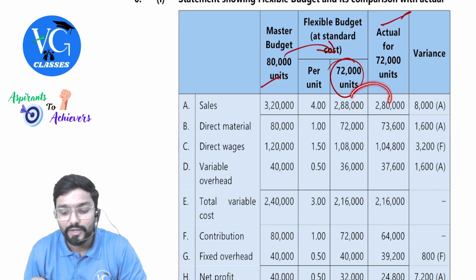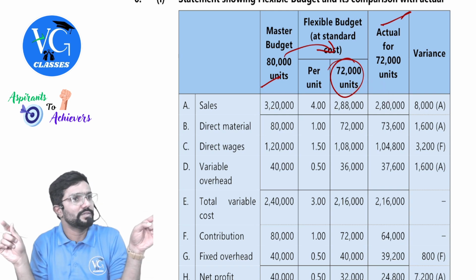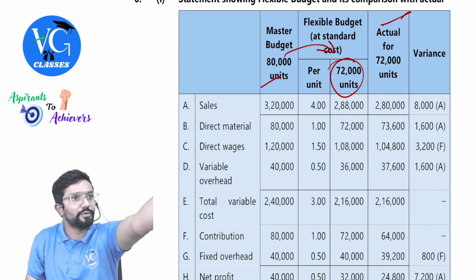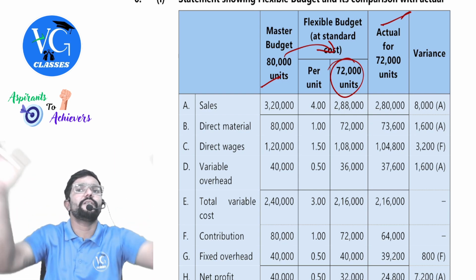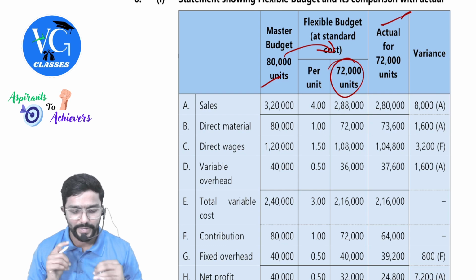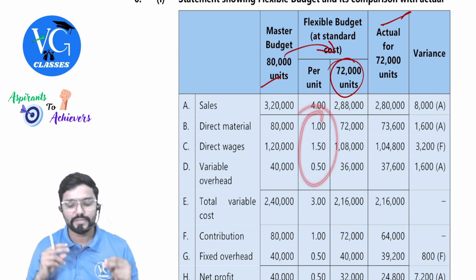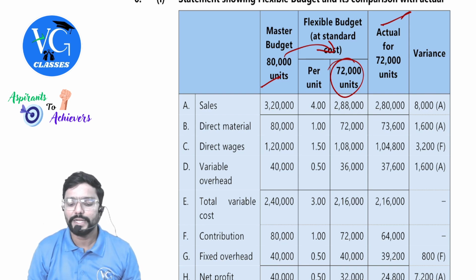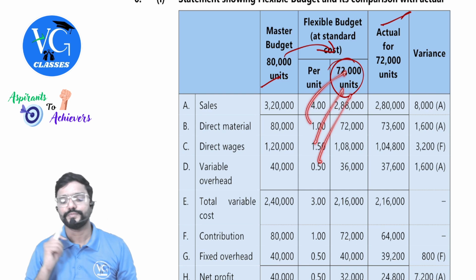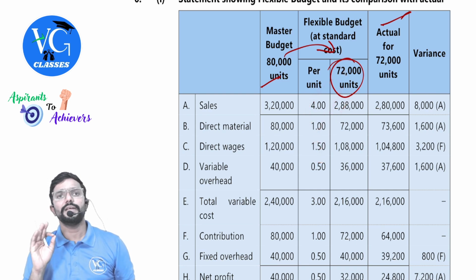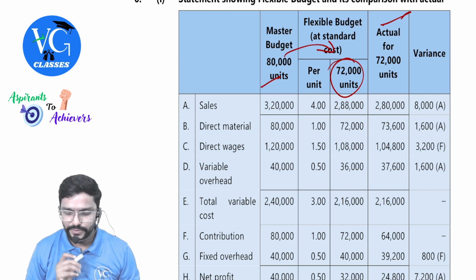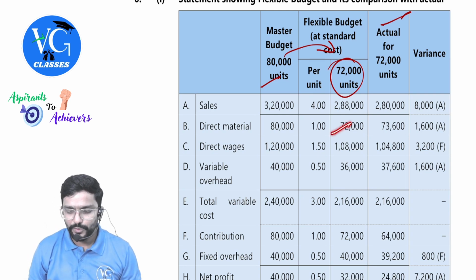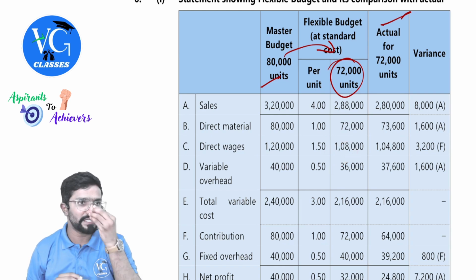Now we have to compare what? For 72,000 units both. What should have been for 72,000? What is actually for 72,000 units? Okay. Fine, guys. Material cost, wages cost, variable overhead per unit is given. Multiply with 72,000 units, guys. You will get material 72,000, wages 1,08,000, variable overhead 36,000.